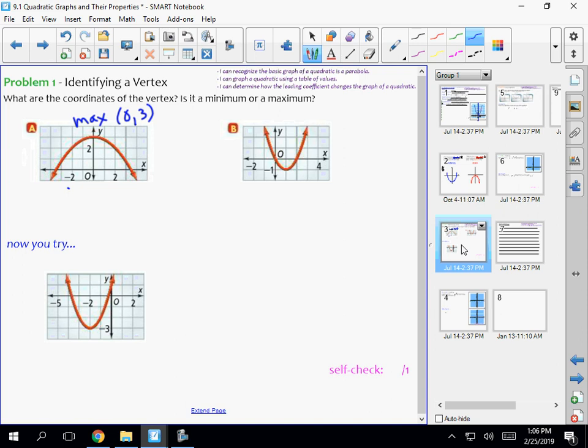What about this one for the min? 0, 2. It's 1, negative 1. Yeah, 1, negative 1. So 1 to the right, 1 down is the minimum.